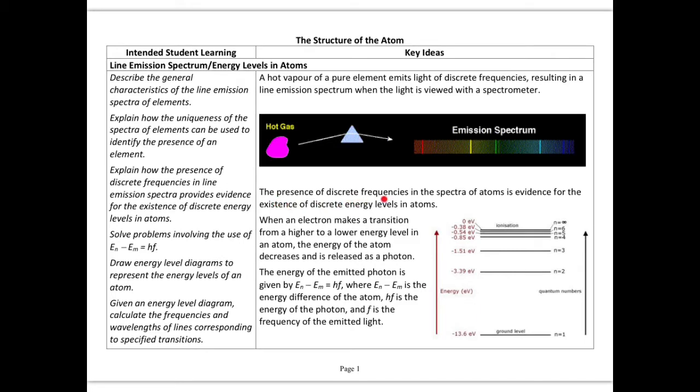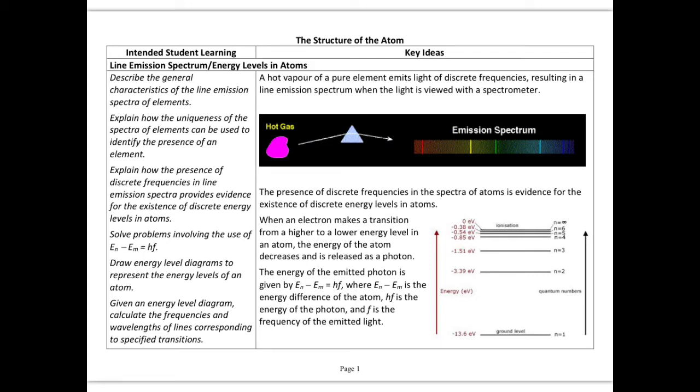The presence of discrete frequencies in the spectra of atoms is evidence for the existence of discrete energy levels in the atoms. When an electron makes a transition from a higher to a lower energy level in an atom, the energy of the atom decreases and is released as a photon. The energy of the emitted photon is given by the energy difference between the two levels, which equals hf, and that gives us f, the frequency. It might be easier to look at this in terms of the diagram here.